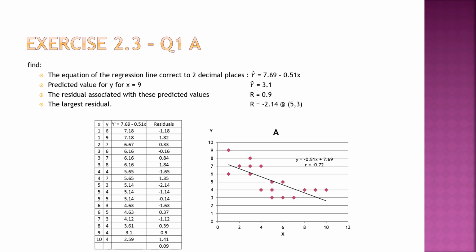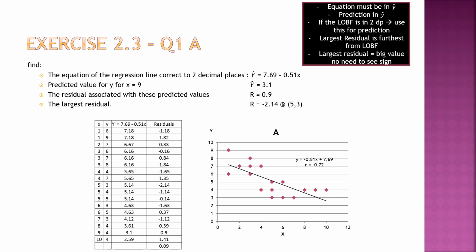Now they've asked you to find the predicted value for x equal to 9. How to find the predicted value when x is equal to 9? You plug 9 into this equation here. Can you see that? Okay, you plug 9 inside here, you will get 3.1. Okay, now they ask you to find residual associated with this predicted value. How to find the residual?